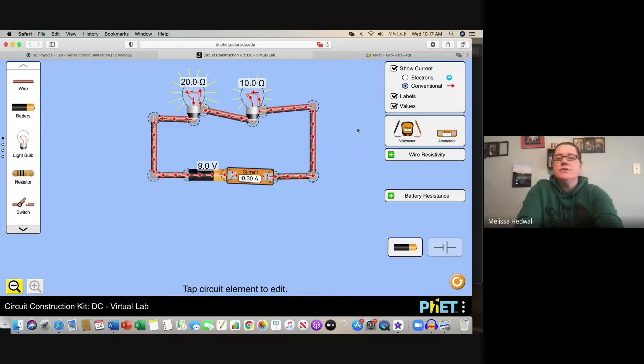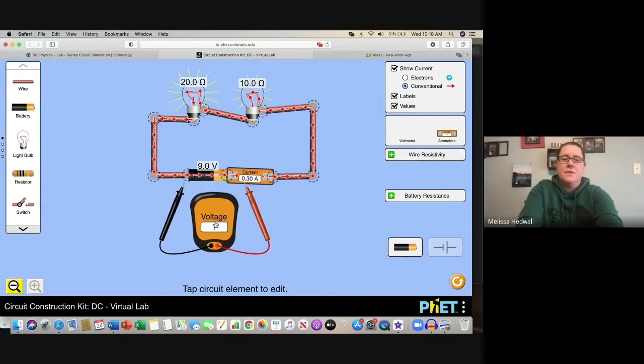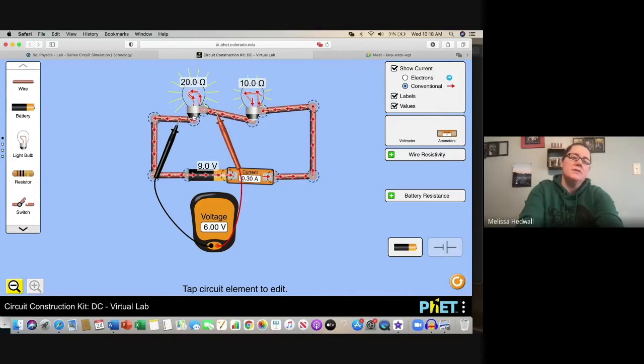And then it says to use the voltmeter. The voltmeter is over on the right, and you have to drag it out. You'll put one of the leads on one side of the bulb and one on the other side of the bulb. Whatever's in between them is the voltage drop that you have. So here I have just this bulb, and the voltage drop on the bulb on the left, the 20 ohm bulb, is 6 volts.